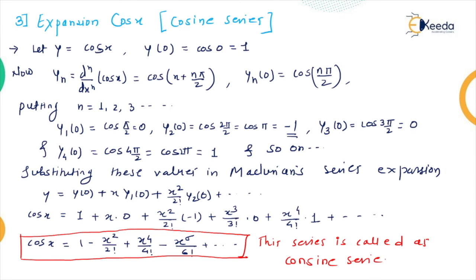Cosine series. I hope you understand this expansion of cos x very well. You just put y equal to the given function, take the nth order derivative, and find the value of the nth order derivative at x equal to 0. After substituting n as 1, 2, 3, 4 and so on, you find y1 of 0, y2 of 0, y3 of 0, y4 of 0 and so on. Substituting these values in the Maclaurin series expansion, you get the respective expansion. That is what we discussed to prove the expansion of cos x.